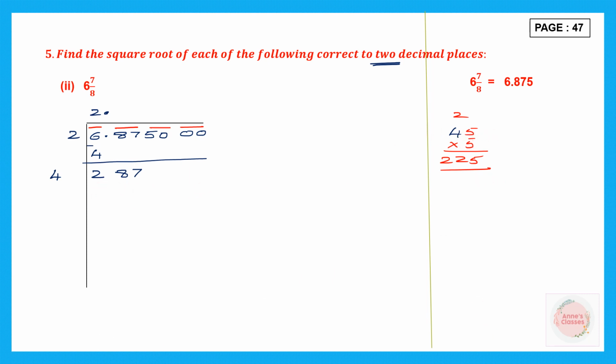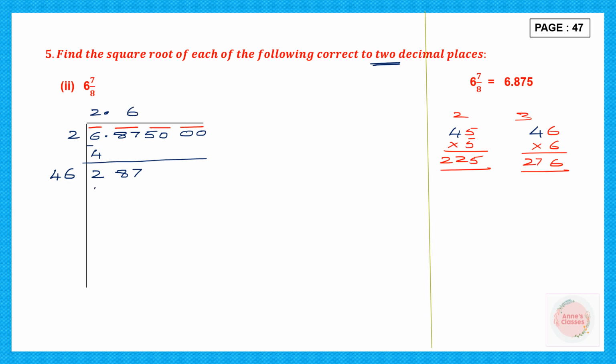So let's put 4, and next to it let's put 6 this time. 6 into 6. 6 6s are 36, carry 3. 6 4s are 24, 25, 26, 27. So now we have 276, which we can write here. That means next to 4, we have to put the digit 6. So let's write 6 here into 6.